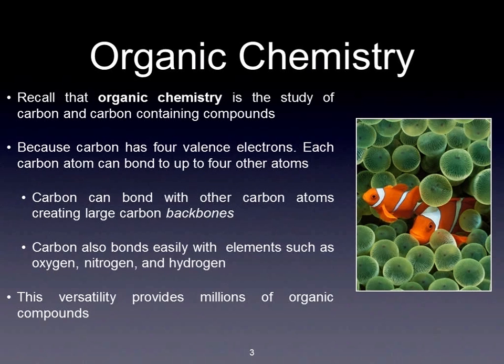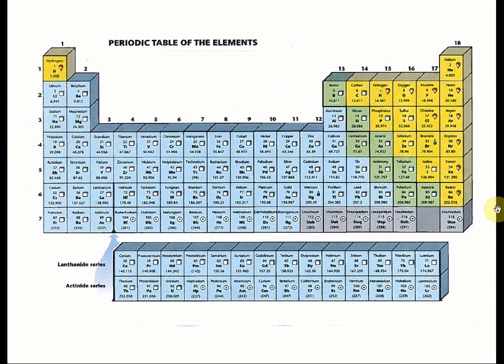Why is carbon so special? Let's look at its location on the periodic table. Carbon has an atomic number of 6, so an atom of carbon has 6 electrons. It is in group 14, so we know that it only has 4 valence electrons. How many other nonmetals have 4 valence electrons? Oh wait, that's a trick question. There are no other nonmetals that have 4 valence electrons.